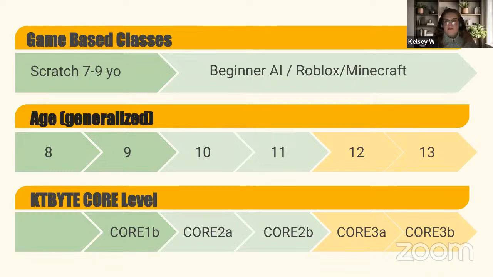Perfect. So we're back to our progression here. We've gone through Scratch, which is 7 to 9, and now we're looking at 10 years old and starting to look at Minecraft, Roblox, and classes like that. So we can keep going.